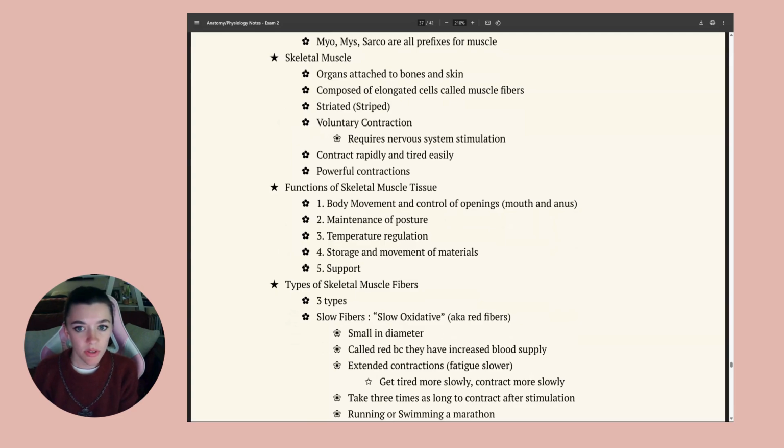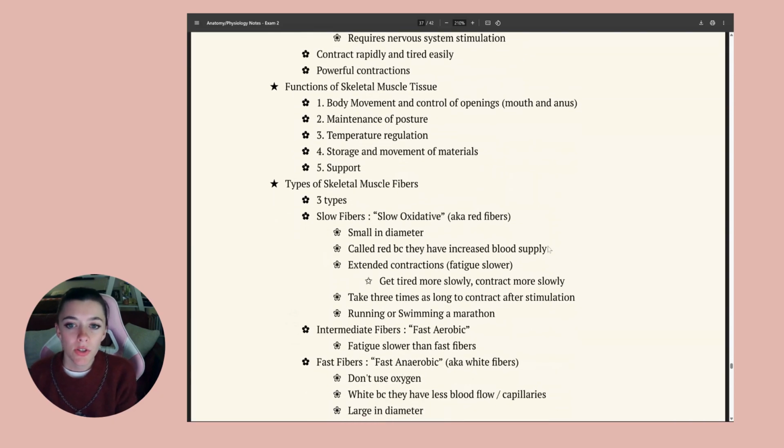So skeletal muscle is composed of elongated cells called muscle fibers. It is striated and it has voluntary contraction, which requires nervous system stimulation. It contracts rapidly and gets tired easily, and it has powerful contractions. Functions of skeletal muscle tissue. 5. So it has body movement and control of openings, mouth and bottom. Maintenance of posture, temperature regulation, storage and movement of materials, and then support.